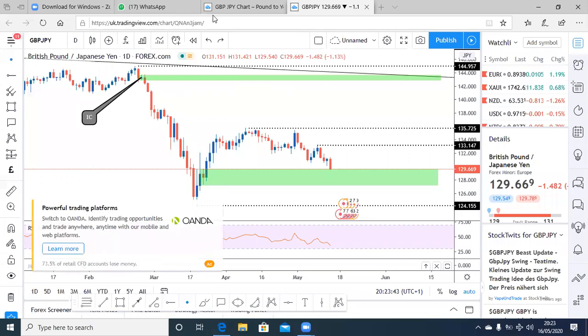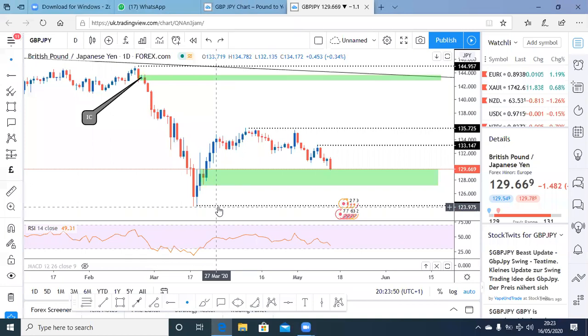Okay, you don't know what liquidity is, but you know what an M or a W is. Danny, do you know what an M or a W is? Do you know what a double top or a double bottom is? All right, no. Okay, so let me show you.